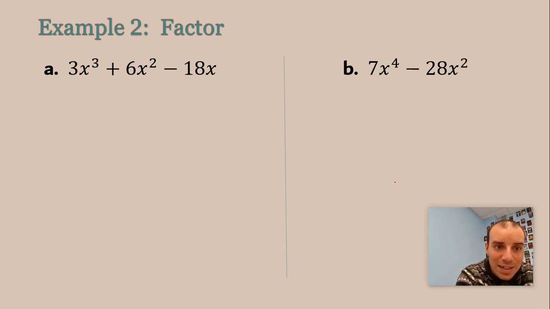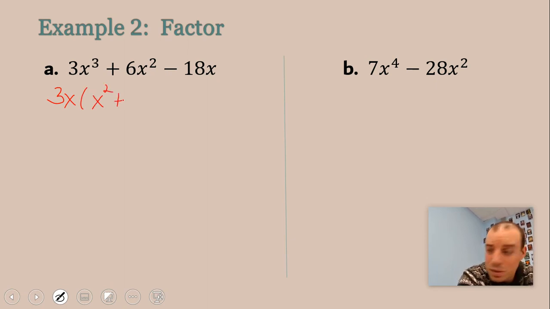I say to myself, wait, I can factor something out of here. I can take a 3 out of all of these, because 3 goes into 3, 6, and 18, and I can take an x out. So I'm going to take a 3x out of all these. Then I'll just be left with x squared plus 2x minus 6.